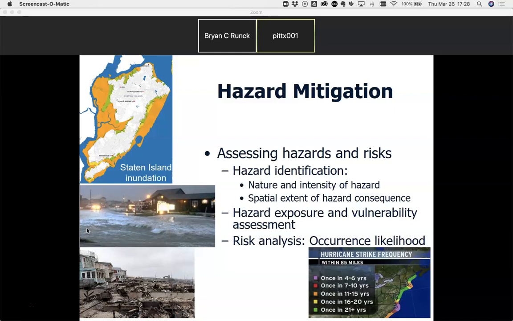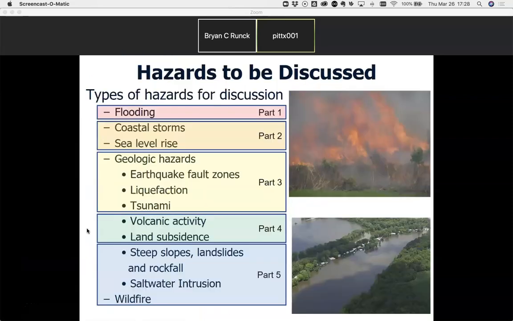We also want to talk about hazard exposure and vulnerability assessment. The images on the left-hand side here of the motel and the damage of the storm indicate areas that have high exposure and high vulnerability. And then finally, we can talk about risk analysis. What is the likelihood of occurrence? And so the map in the lower right shows the northeastern United States and the hurricane strike frequency of coastal areas along the northeastern United States.